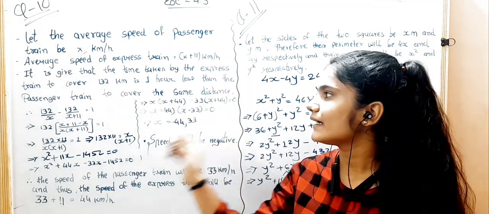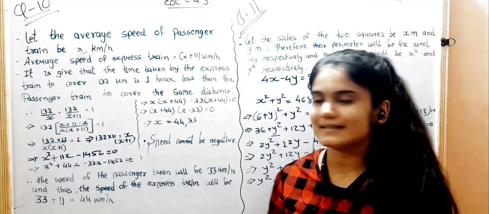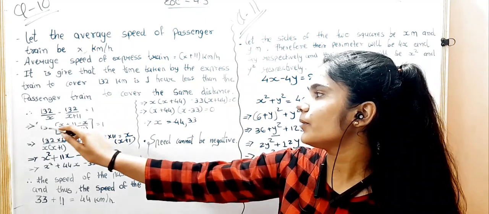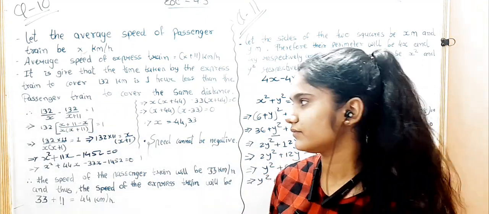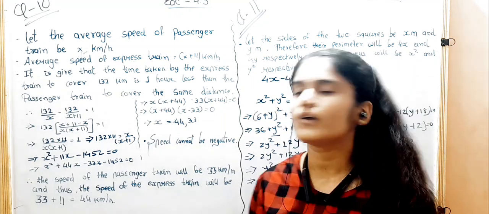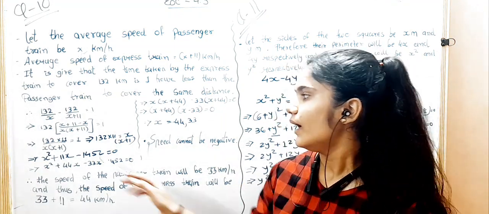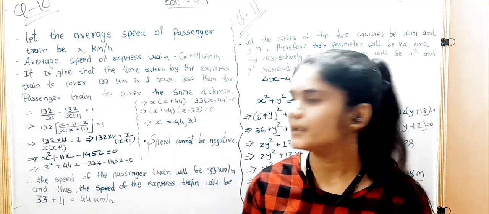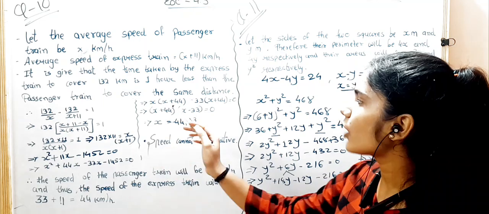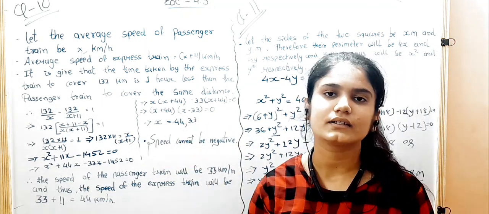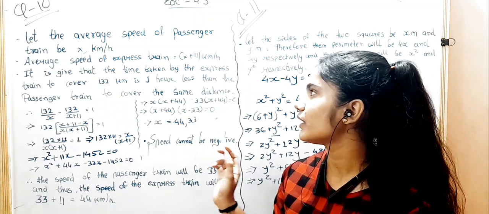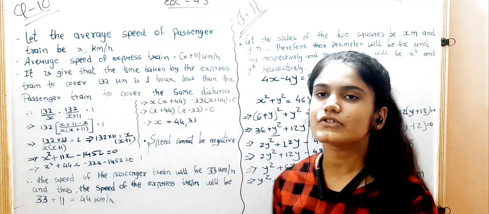It is given that the time taken by the express train to cover 132 km is 1 hour less than the passenger train to cover the same distance. It means the difference of the time of both the trains is given. So 132 upon x minus 132 upon x plus 11 is equal to 1. By taking LCM and solving and equating it, we get the quadratic equation x square plus 11x minus 1452 is equal to 0. By splitting the middle term 11x into 44x minus 33x, by pairing and taking out common, we get x is equal to minus 44 and 33. But the speed of any train cannot be negative. So minus 44 is not possible. So speed of the passenger train is equal to 33 km per hour and speed of the express train is equal to 44 km per hour.